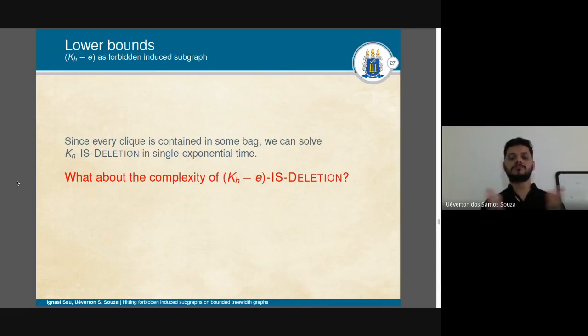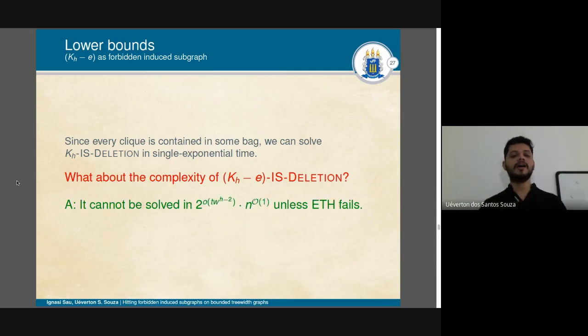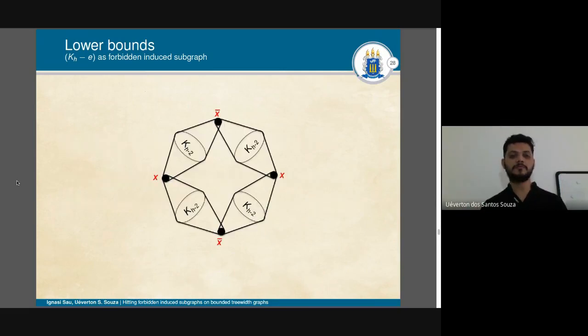And we are asking about the complexity of hitting this kind of induced subgraph. And we show that for that kind of subgraphs, we cannot do better than 2 to the treewidth to h minus 2 unless ETH fails. To prove that, we present a reduction from SAT.